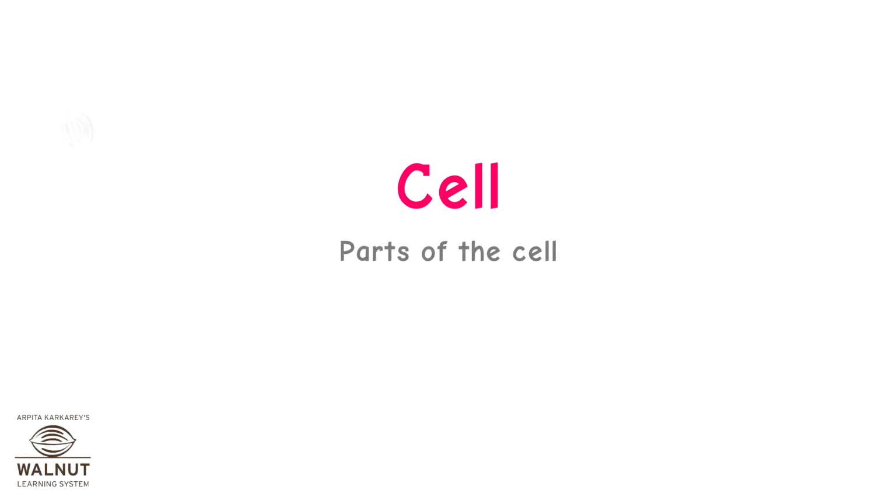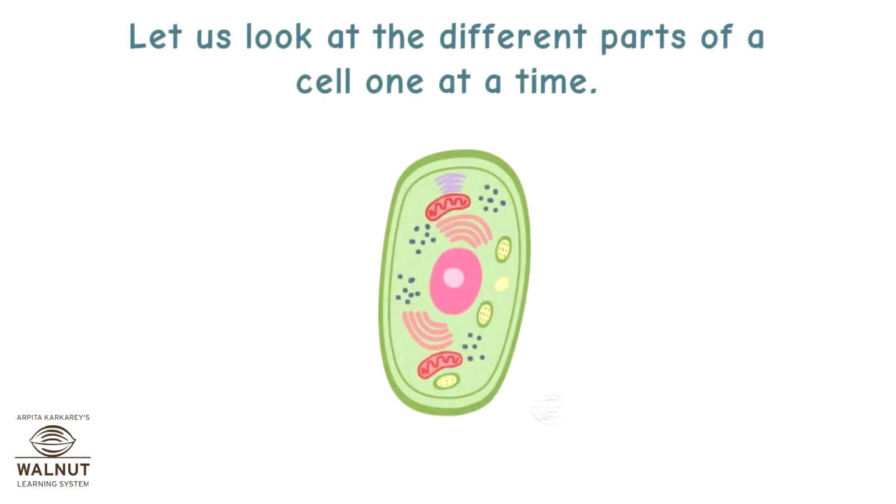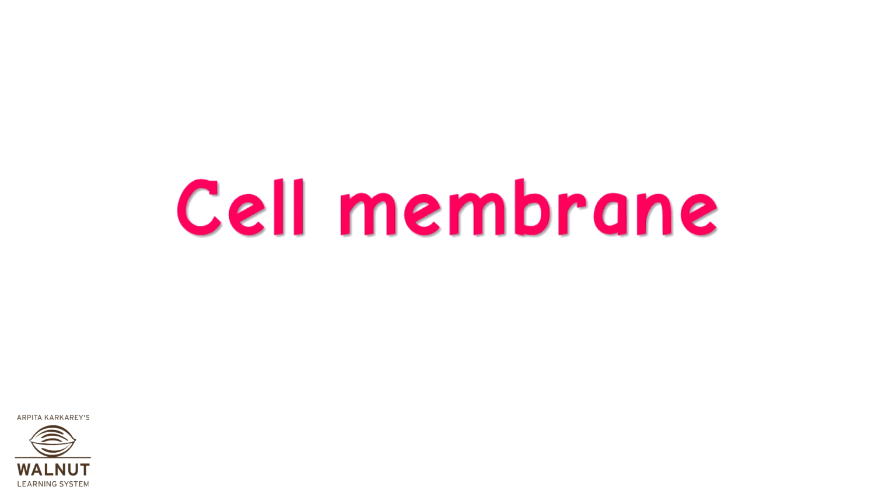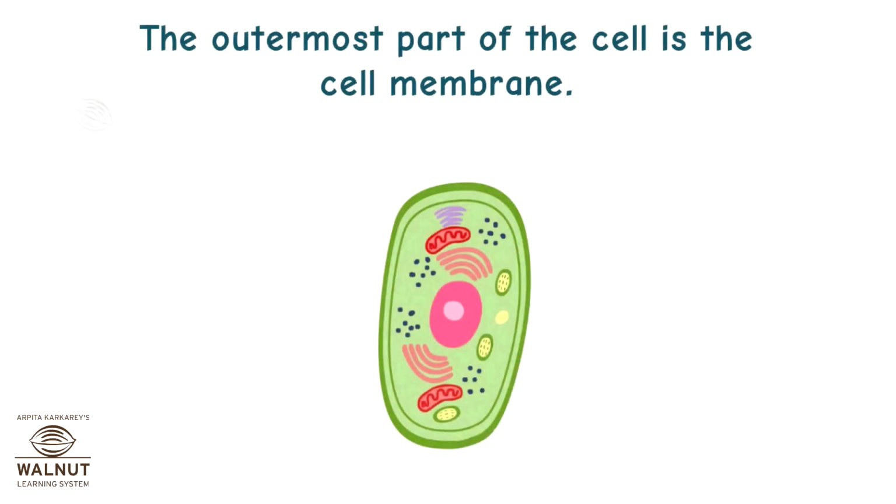Cell. Parts of the cell. Let us look at the different parts of a cell one at a time. Cell membrane. The outermost part of the cell is the cell membrane.